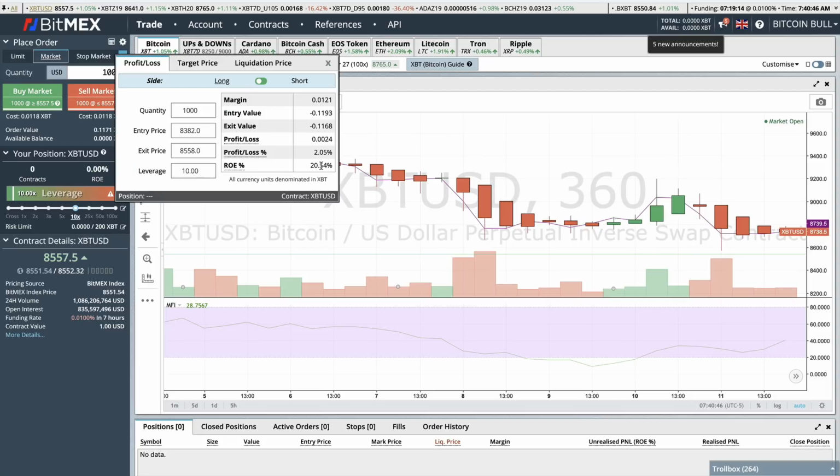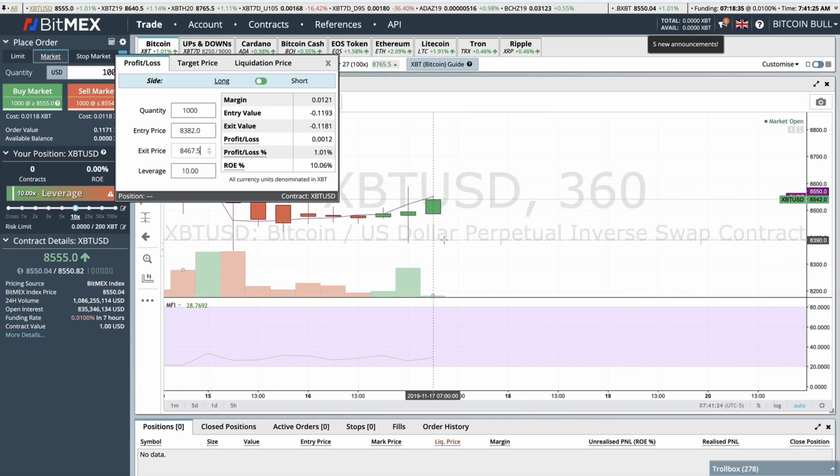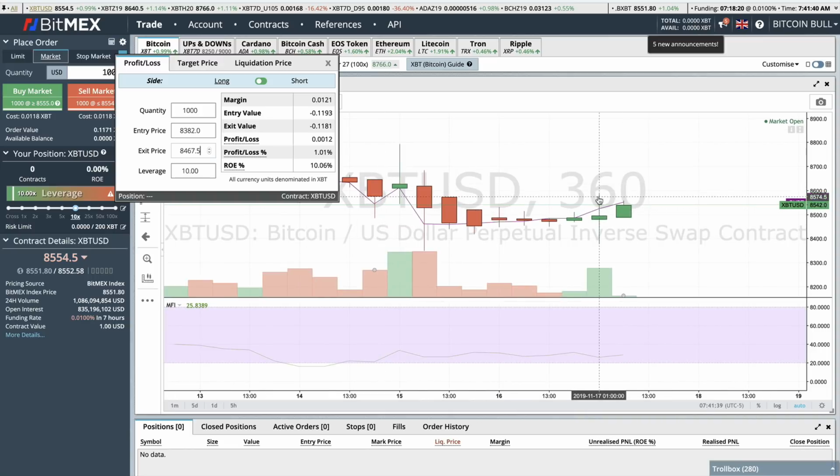Here's a 2% movement. So we made 20% return on 10x. But let's say the market just had to move. So we went in on 8382. I'm going to bring it down to 8467. So say here to 8467. You see that on the right? So from here to here, that's 1%. So we could just grab 1%. And that's in 6 hours. So each one of these is 6 hours.